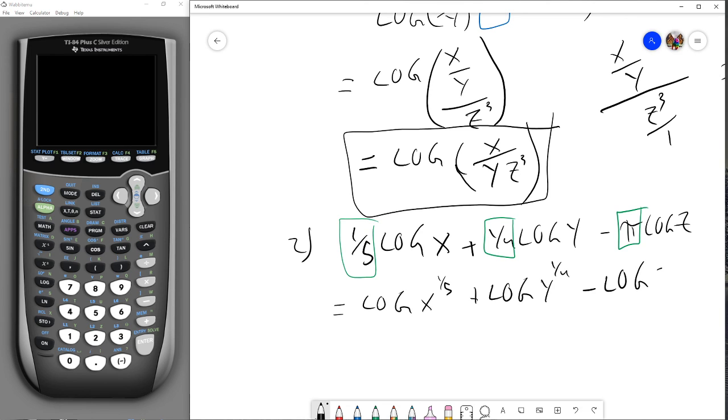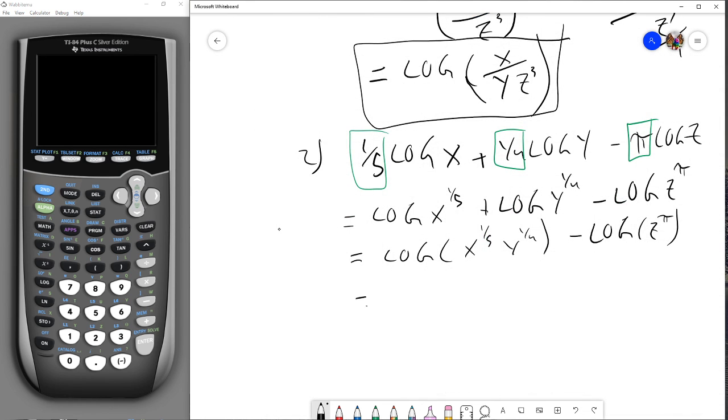Alright. So that looks nice. I think I'll take care of the plus. So this will become multiplication. So you have log of x to the 1/5, y to the 1/4, and then minus log of z to the pi, which with that negative we can use our division rule again. So that gives us log of x to the 1/5, y to the 1/4 over z to the pi.